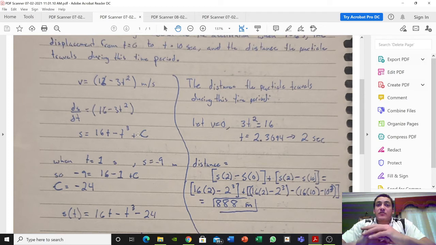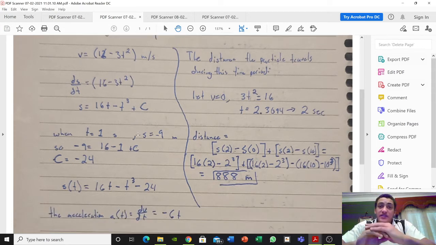The distance the particle travels during this time period. Let v equals 0, so 3 multiplied by t squared equals 16. So t equals 2.3094, or basically 2 seconds. Let's calculate the distance.